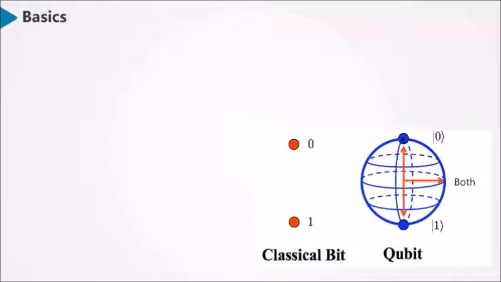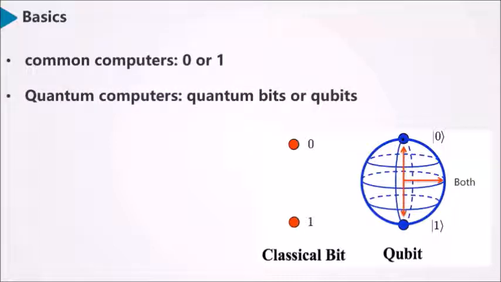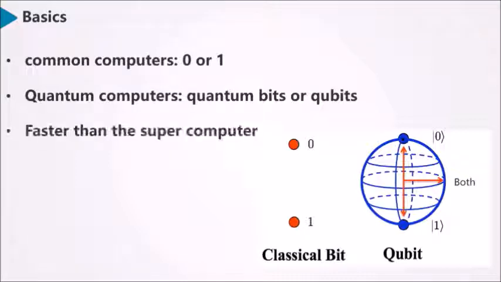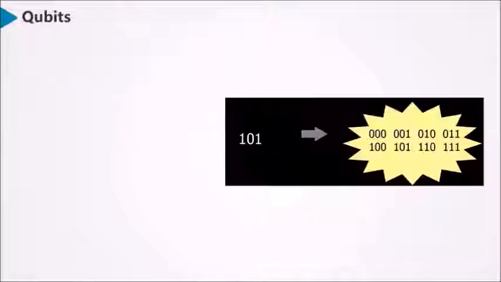Let's go through some of the basics of quantum computing. Common computers use zeros or ones for their computations, like ordinary or standard computers. Quantum computers use quantum bits or qubits, which are represented by zeros and ones at the same time, or a combination. These quantum computers are faster than some of the supercomputers as of now. These computations are made with a very small number of quantum bits, and research is still going on.